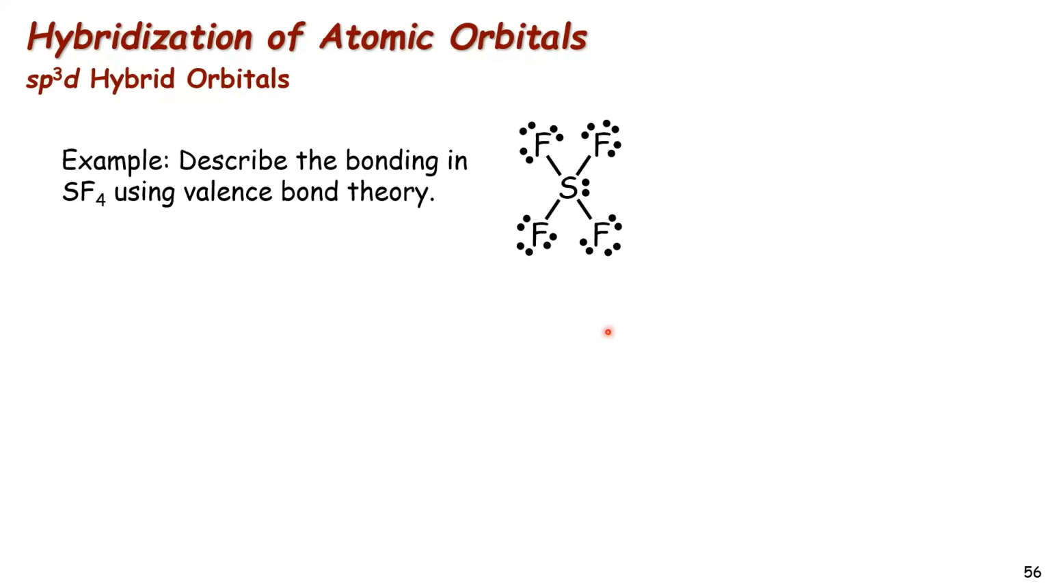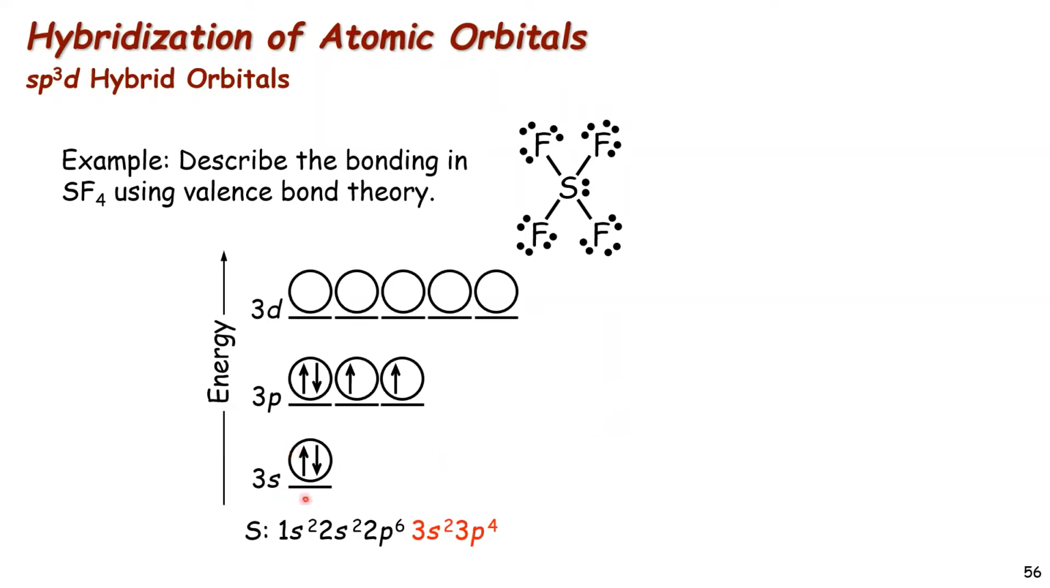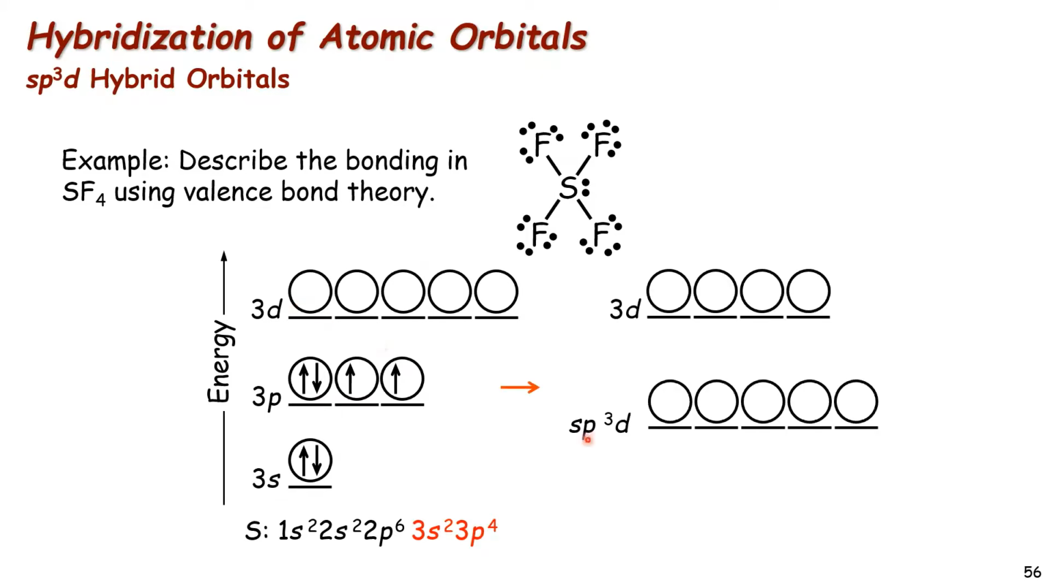So what does that look like in the orbital diagram? Well, here's our sulfur, right? And we need 1, 2, 3, 4, 5 regions. So we're going to use 1, 2, 3, 4, 5, right? That gives us our sp3d. That's our 5 sp3d hybrid orbitals.